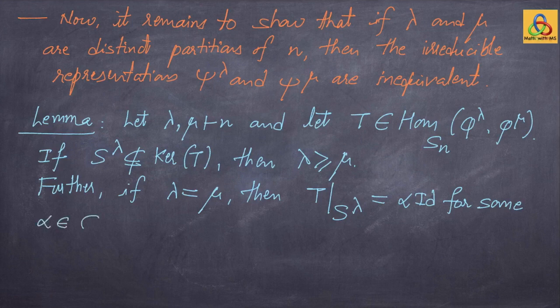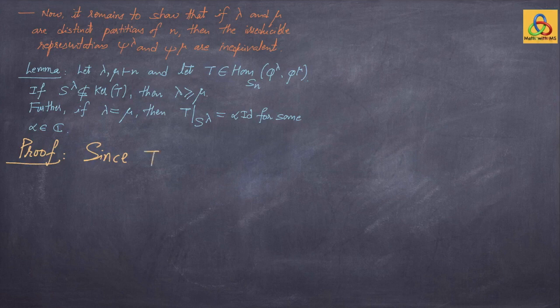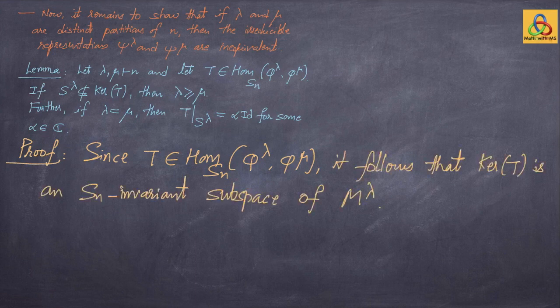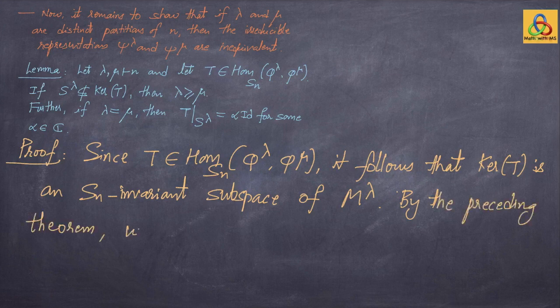Since T belongs to Hom Sn phi lambda phi mu, the kernel of T is an Sn invariant subspace of M lambda. By the preceding theorem, we know that any Sn invariant subspace of M lambda satisfies the property that either S lambda is contained in this invariant subspace, or this subspace is contained in the orthogonal complement of S lambda. But we are already given here as hypothesis that S lambda is not contained in this invariant subspace. Therefore, the invariant subspace must be contained in S lambda perp. By the preceding theorem, we have that the kernel of T should be contained in S lambda perp.